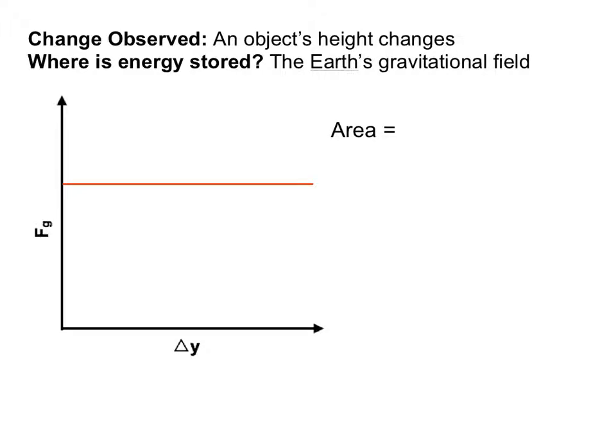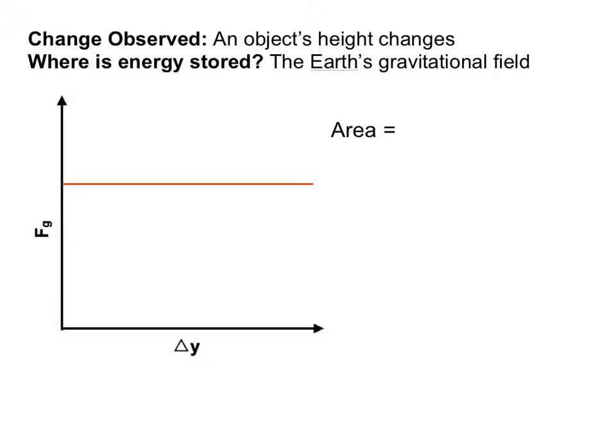Okay, the next change that we're going to be talking about is the change that we see when you raise an object and you change its height. So what we're concerned about is the change in height of an object. In this case, when we observe this type of change, we're storing energy in the Earth's gravitational field. And from this point forward, you'll often see me just abbreviate it as storing energy in the Earth. We're actually storing it in the gravitational field, but the Earth for short.